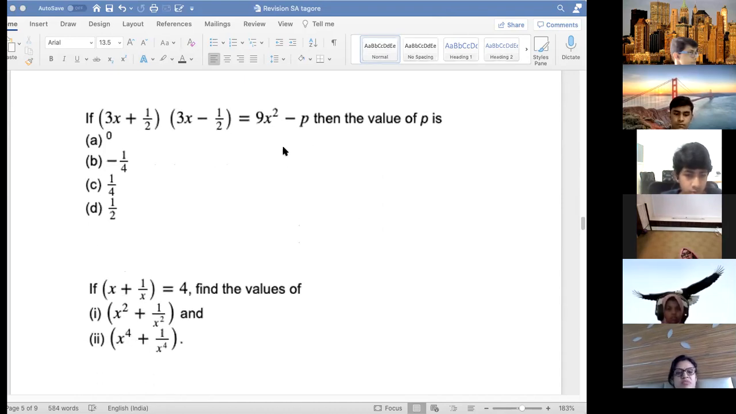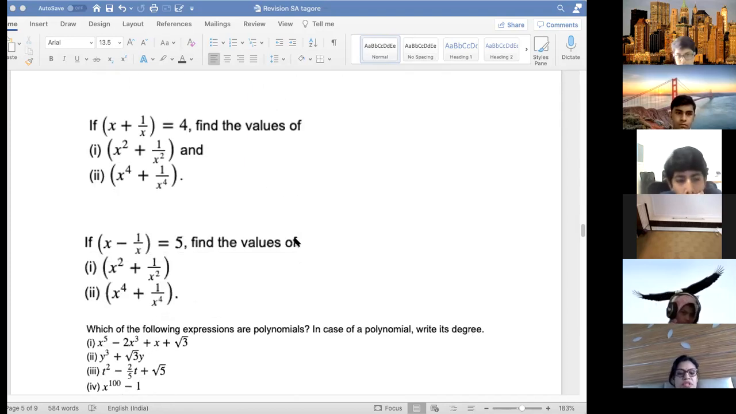Then this is also the same type of question I gave you in FA also. What is the value of P? So you have to solve it, and 9x square, the first term will be there, the second term is minus 1 by 4. So the value of P is plus 1 by 4 because the minus sign is already there. If here there was plus, then the value of P is minus 1 by 4. Okay. So don't get confused in that.